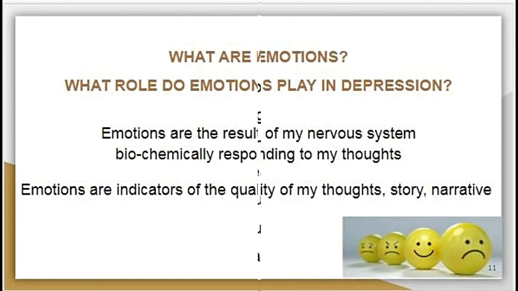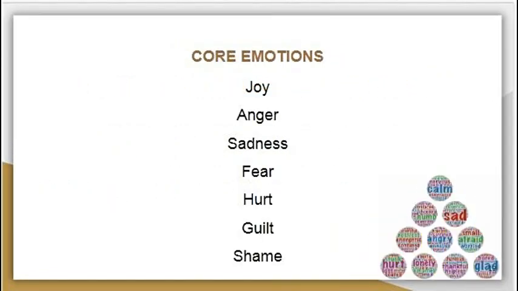We're going to look at the core emotions. Core emotions are the main emotions that we experience. Joy, and that could vary from contentment to absolute ecstasy. Anger can range from frustration to rage. Sadness can range from feeling a bit down to depression. Fear can range from feeling a bit nervous to anxiety, and then the rest, hurt, guilt, and shame, and that is basically when I go beyond the previous emotions and I don't find ways and means to deal with them.